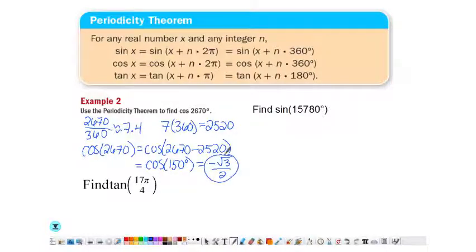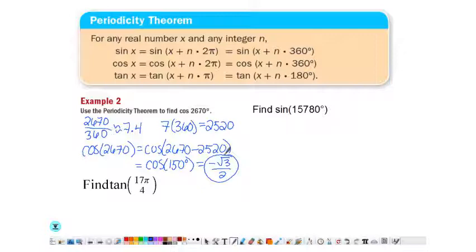Now say you didn't have a calculator and you couldn't divide 2,670 by 360 by hand. I mean, you should probably be able to do the long division anyway, but say you couldn't. All you'd have to do is keep subtracting 360 until you get a number that's less than 360. So you could do it that way as well.